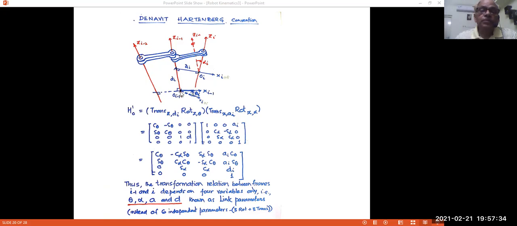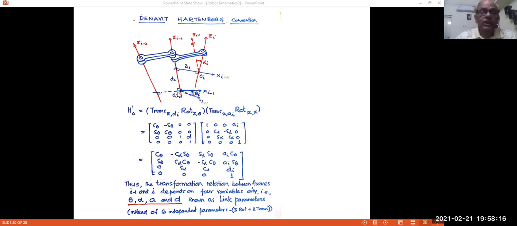Now, this distance from Oi minus 1 up to where the common normal meets Zi minus 1, at this intermediate point, will be called di. The distance ai, if you travel from this point to Oi, is called the link length, and alpha i is called the link twist, and theta i is called the joint angle. Well, theta i, di, ai, alpha i will now be enough to completely describe the relation between this frame and this frame. That is what we use the Denavit-Hartenberg convention, or notation, for.